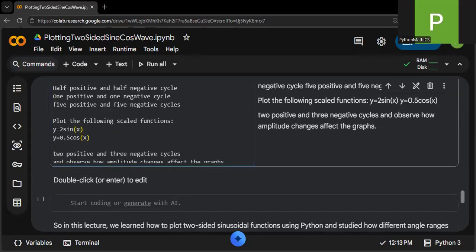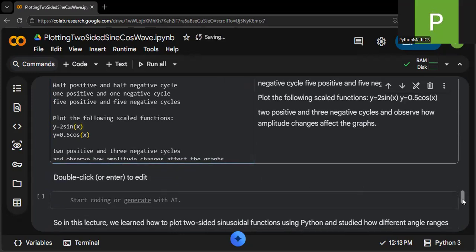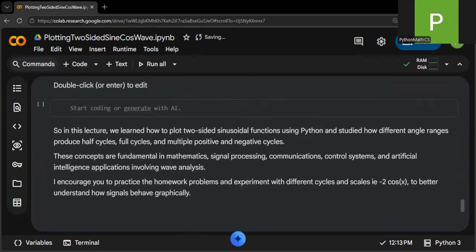I think there is some other problem, this one also. Here it involves scaling, so you understand how to scale this one. Okay, so that's all from my side.